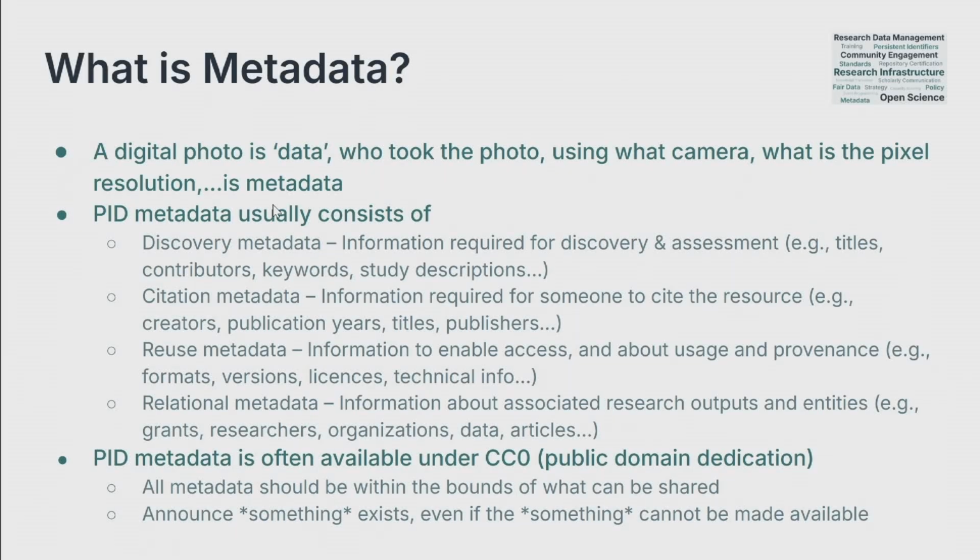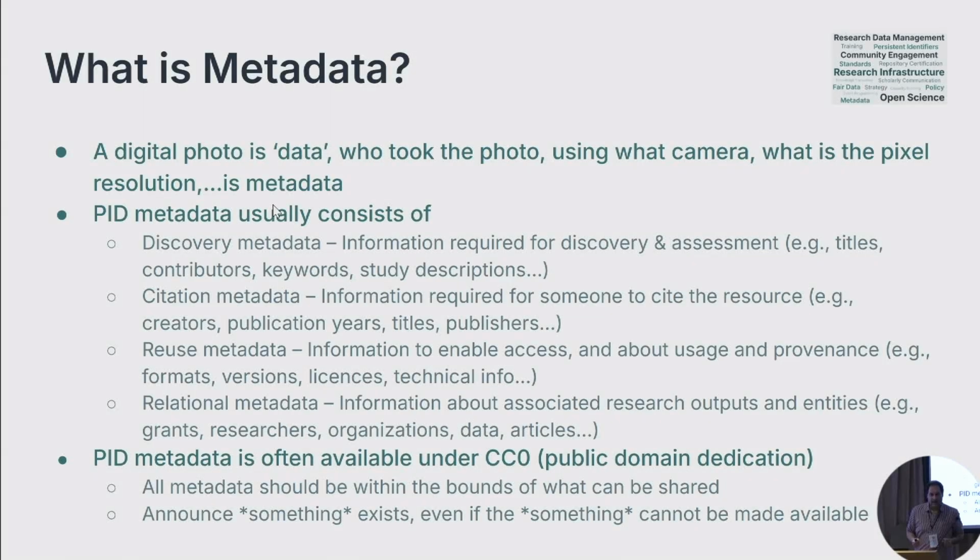Now, for a PID, the metadata usually consists of information about the discovery and assessment of that particular output. It'll have information on how to cite that output. It'll have information on access, usage, and provenance of that output, and it may also have information about associated research outputs and entities. PID metadata, in most cases, is available under Creative Commons 0, which means it's totally in the public domain.